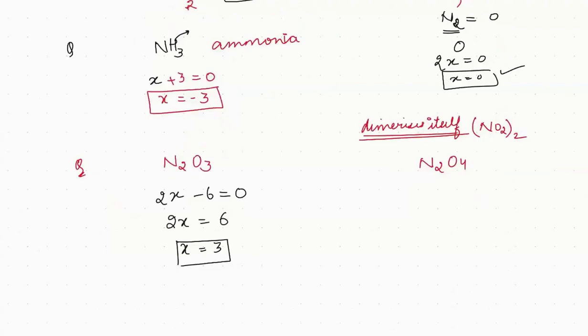Now N2O4. One nitrogen is x, so for 2 nitrogen, it is going to be 2x. For one oxygen, it is going to be minus 2, so for 4 oxygen, it is going to be minus 8, equals 0. So 2x equals 8. X equals +4. Did you understand?